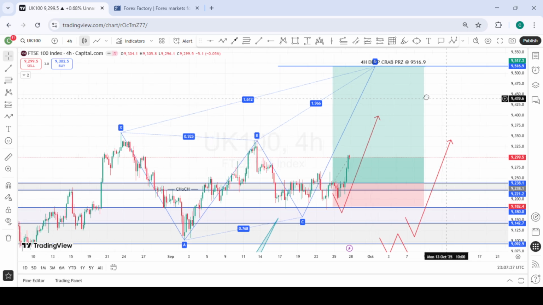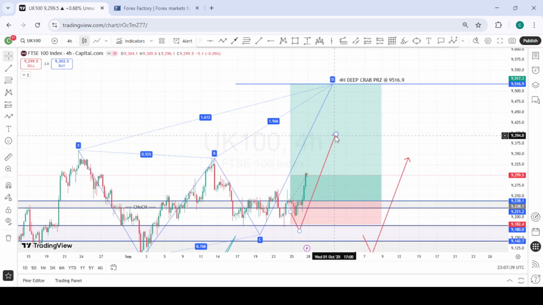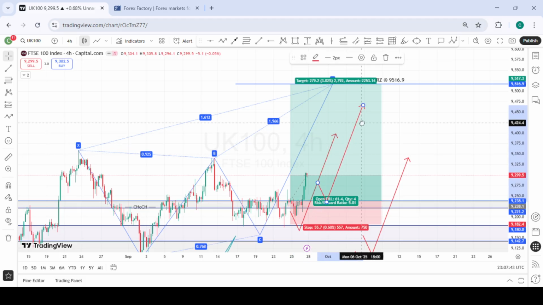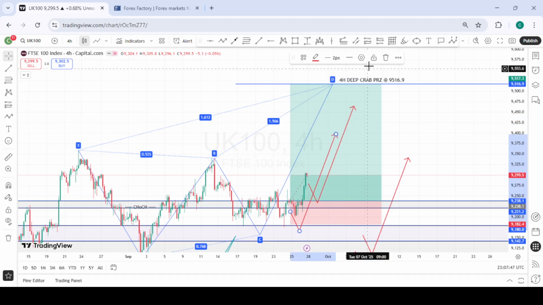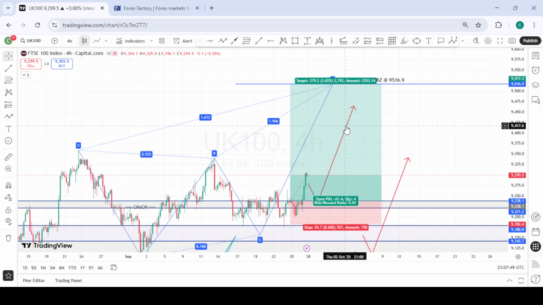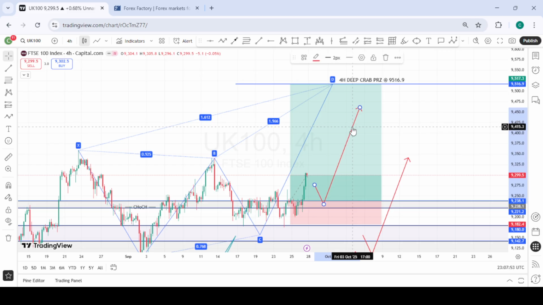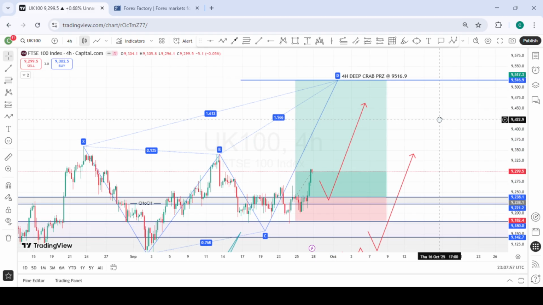So on to next week, we'll be looking forward to a retest of this area of interest. We're looking forward to a retest at the entry where we had our entry, to add another position to continue the buy to complete this potential deep cap pattern on the 4-hour time frame.